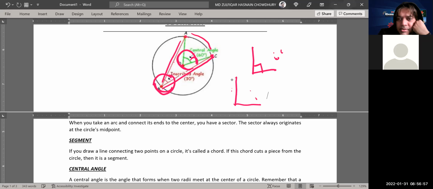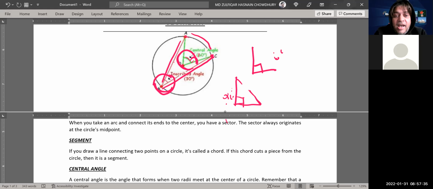What is this in this case? A triangle. And what is the value of this angle? 90 degrees. Yes, 90 degrees. So what is the value of this angle? 60, right? Yeah. Inscribed angle is always half the central angle.